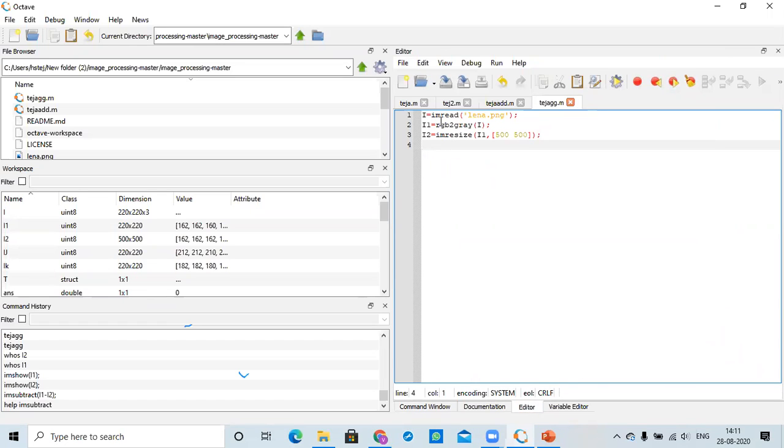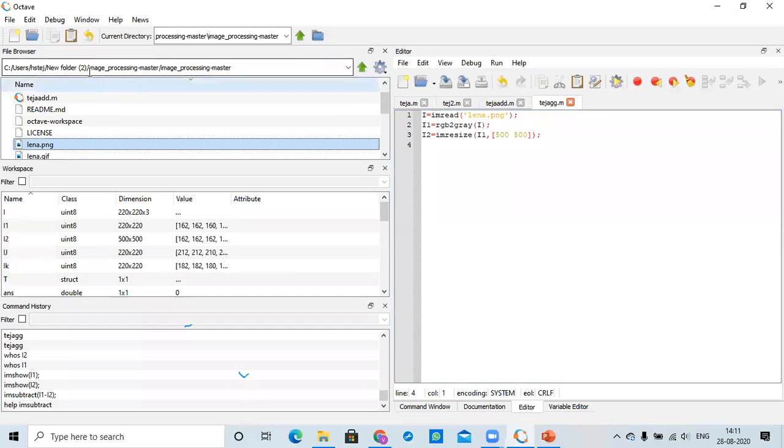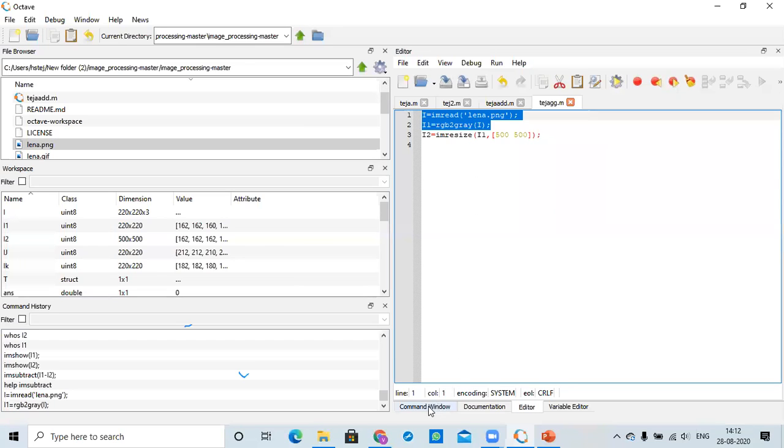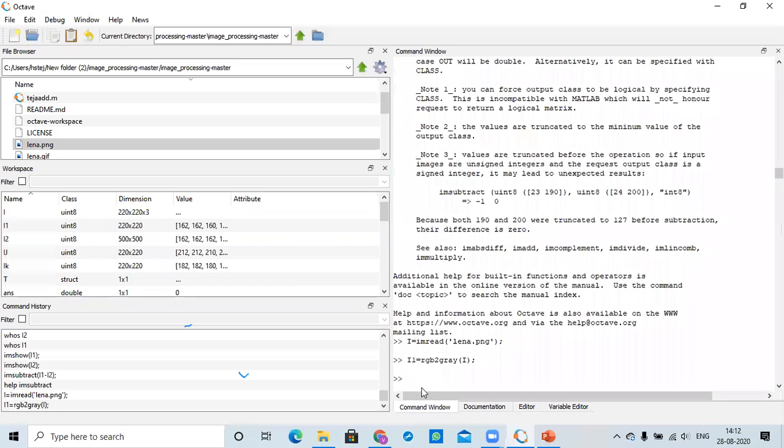I have an image, Leonardo.png. It is already present in my folder here, the current directory. So I am going to read my image. Then the next step is converting the image from a color image to a gray image. Let us do these two operations. Okay, first, see here, run selection. Then in the command window, observe what we have got.